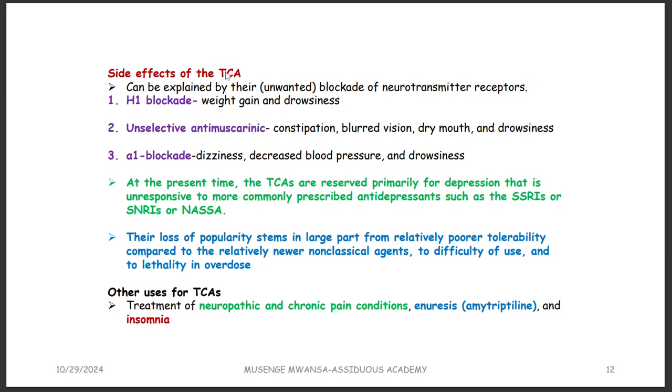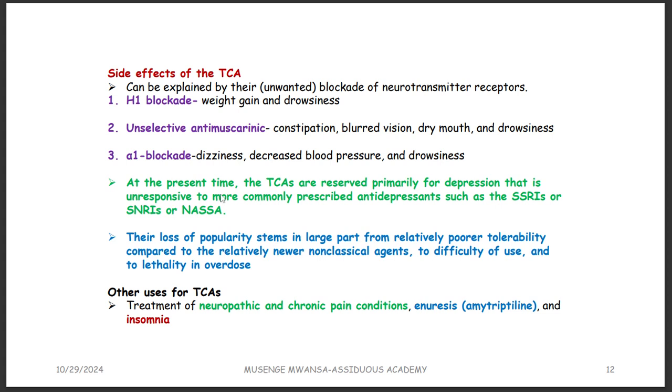So the side effects of the TCAs: as antihistamines, they lead to weight gain and drowsiness. When you block the histamine receptors, you are going to have appetite, and that appetite is going to give you weight gain. And then antimuscarinics, we know antimuscarinic. Acetylcholine itself is parasympathetic, but antimuscarinic is more like sympathetic. When you are running, you can't go to the toilet. So you have constipation, dry mouth, blurred vision, and you can't urinate. And for alpha-1 blockade, it is going to cause dizziness and a drop in blood pressure. Because remember, adrenaline is released for fight and flight, but then you are blocking it, therefore there is going to be a decrease in blood pressure. Okay, so these are the side effects.